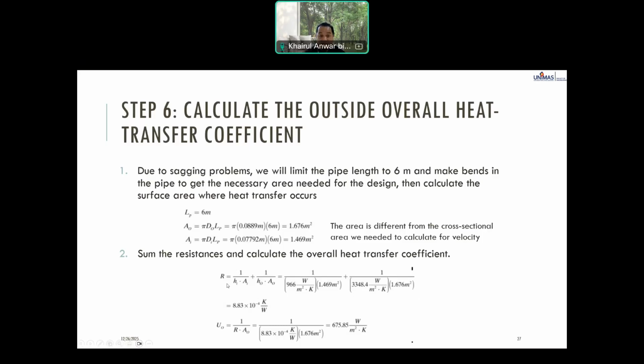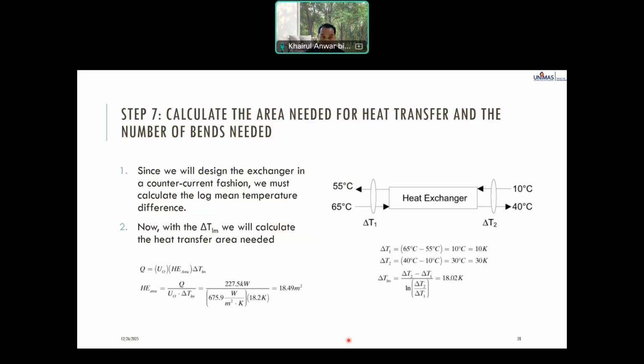Now we can sum the resistance and calculate the overall heat transfer coefficient. R equals this resistance, 1 over HI AI plus 1 over HO AO. AI and AO, both are referring to the small pipe, the inside pipe. UO, the overall heat transfer coefficient, equals 1 over R. AO here refers to this AO. So we get a value of UO equal to 675.5.